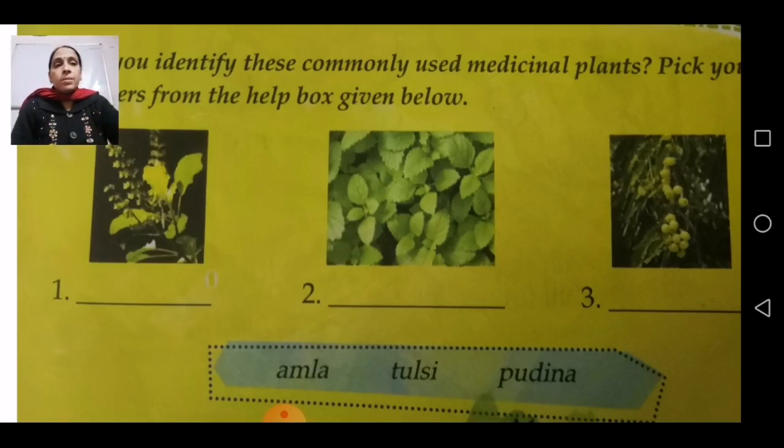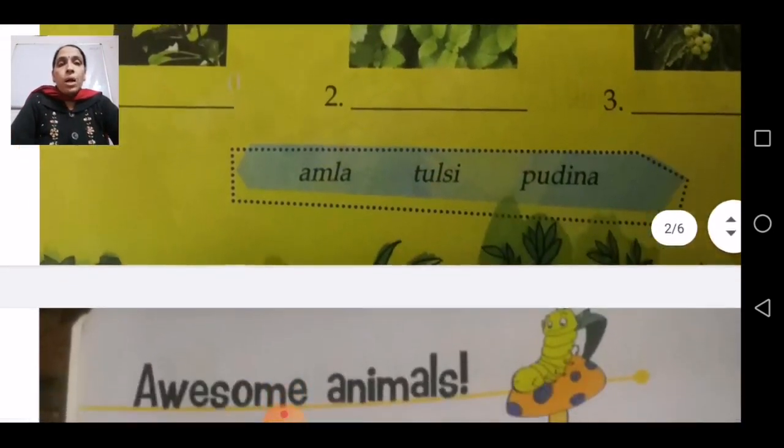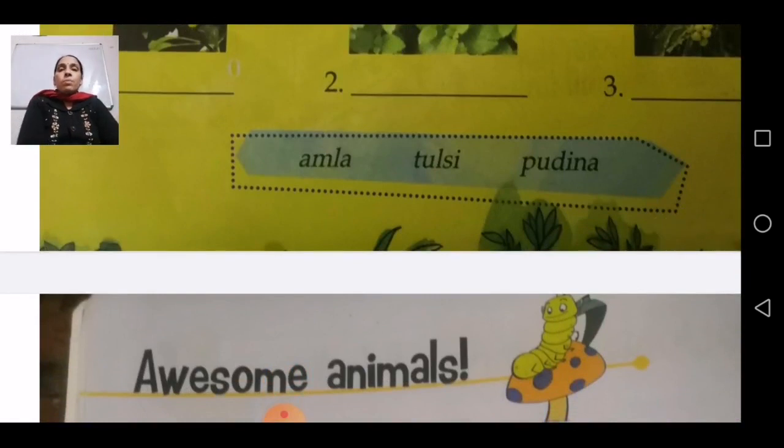And last but not the least, amla. You will make the amla tree separately, and that tree can be printed out.